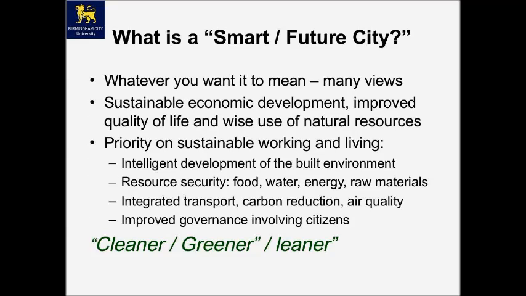So smart or future cities, if you Google the term, you come back with 1 million definitions. From our perspective, I think it's about sustainable economic development, improved quality of life, and the wise use of natural resources. And that's a very embracing definition. But I think, and certainly responding to several of the questions coming in, putting people at the centre of this is absolutely critical, because what we're really doing is supporting people to live economically active and high-quality lives in a reasonable environment. So within the context of this particular project, this is about sustainable working and living.